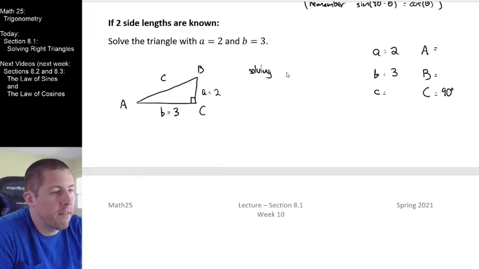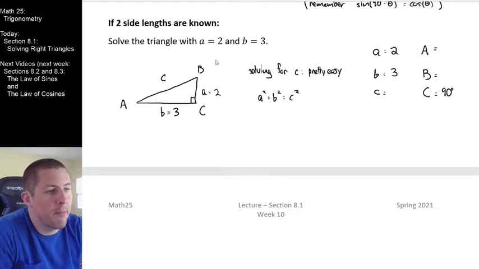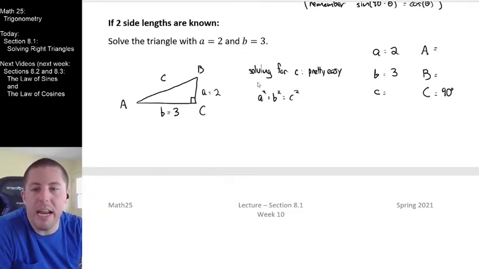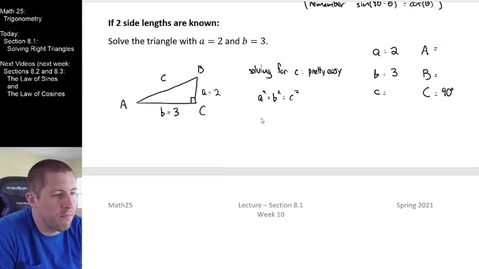So let's say solving for C, pretty easy. A squared plus B squared equals C squared. So the good thing about knowing 2 sides of a right triangle is you're guaranteed to be able to use the Pythagorean theorem to solve for the third. 2 squared plus 3 squared equals C squared. That's 4 plus 9 equals C squared. It looks like C is going to be the square root of 13.